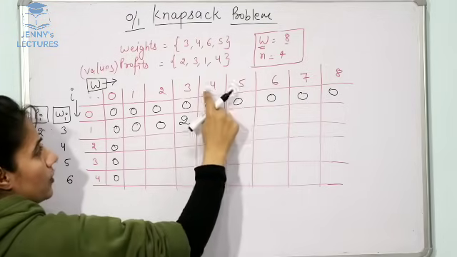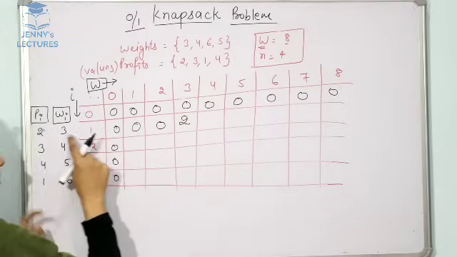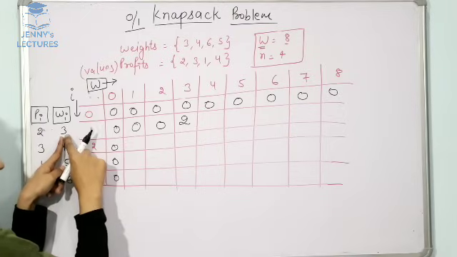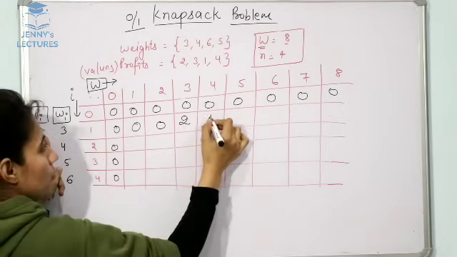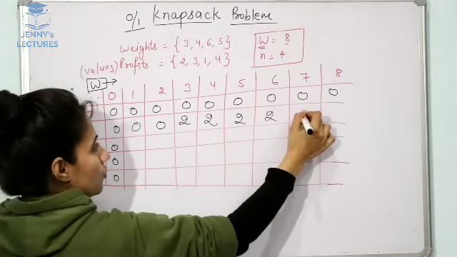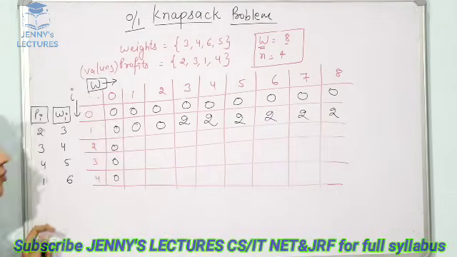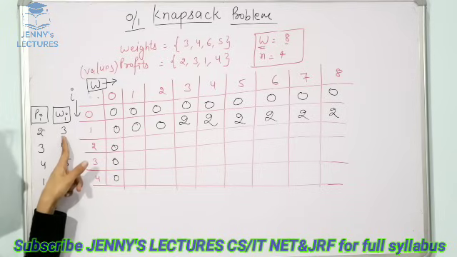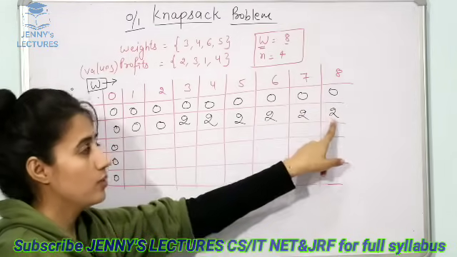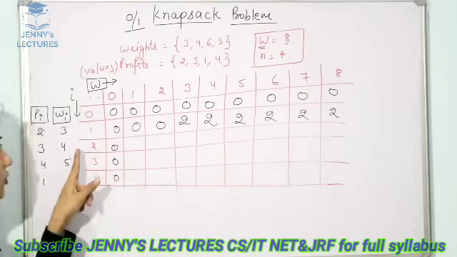Now we have a bag of capacity 4. We have only one item, having weight 3, so we can put this one, and the profit would be 2. So here also 2, here 2, here 2 and here also 2, because we have only one item having weight 3. If you can put it in 3, then you can also put it in 4, 5, 6, 7, 8. Next is what?